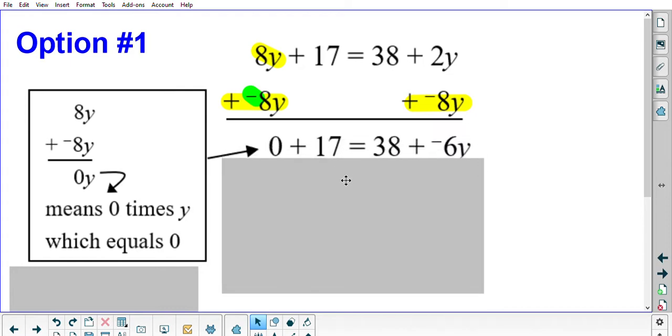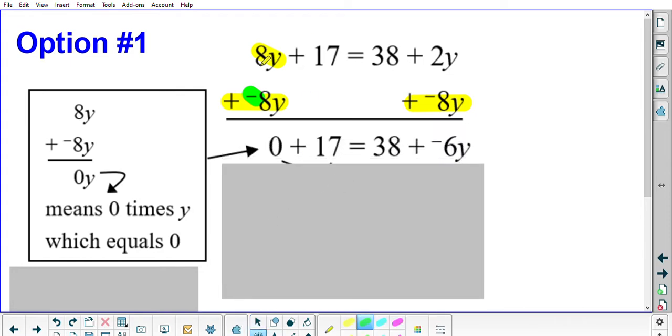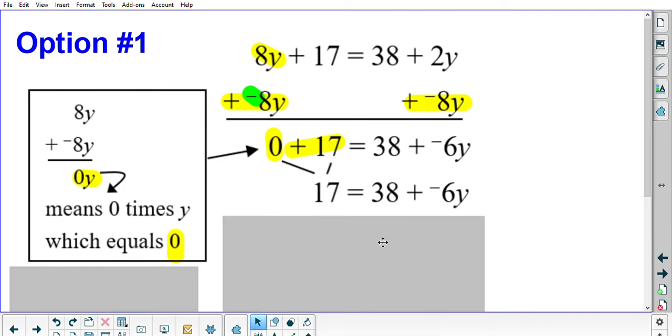And so what happens is that on the left side, where we had 8y plus negative 8y, we get 0. It's 0y, which really just means 0 times y, which is 0. And then, of course, 0 plus 17, we all know that is just 17. And look, boom, the variable is now no longer on that left-hand side because we got 0 times the variable, which is just 0. Now, obviously, the variable is still on the right-hand side. 2y plus negative 2y would give you negative 6y. And so there you go. The variable is on the right-hand side. So that's the first option for what you could have done here.